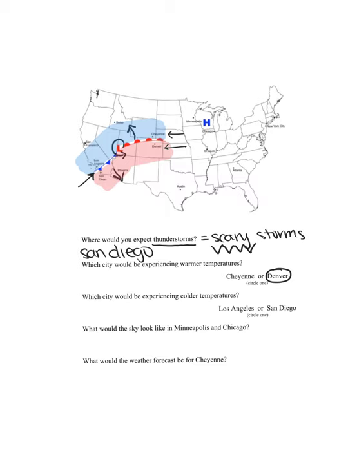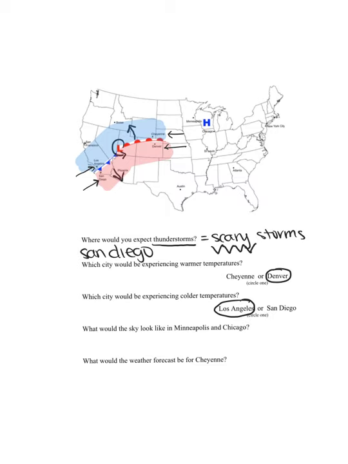Next question is very similar. Which city would be experiencing colder temperatures? Los Angeles or San Diego? So then if we go over here and we look at Los Angeles and San Diego, here's Los Angeles, here's San Diego. Which one of those is in the cooler color or behind the cold front? We can see Los Angeles is going to be having colder weather or colder temps.